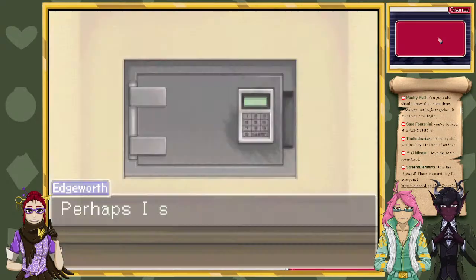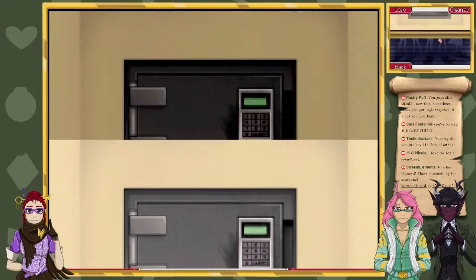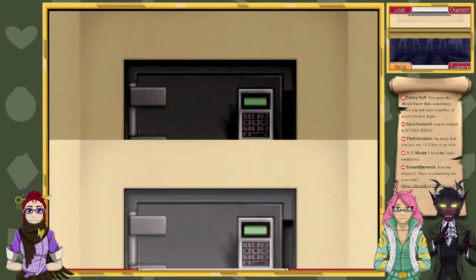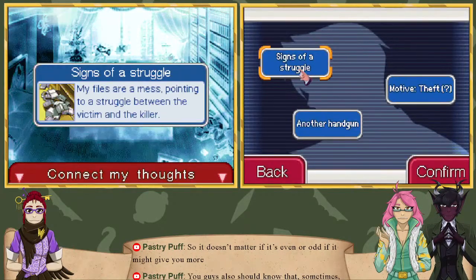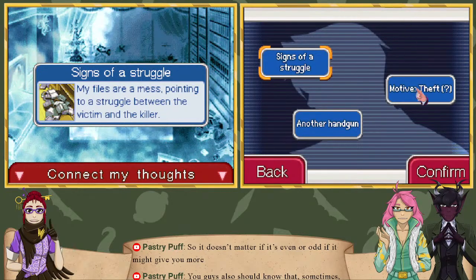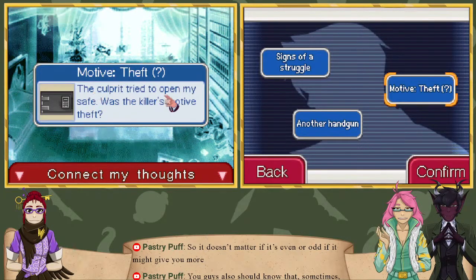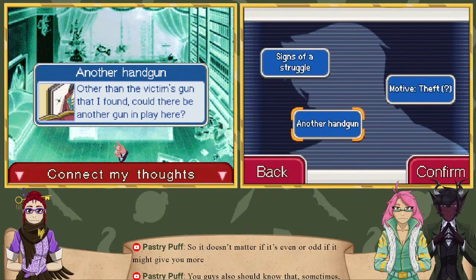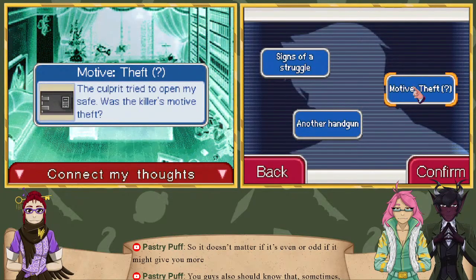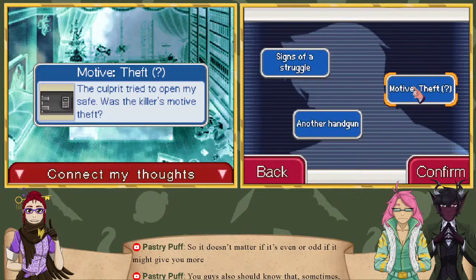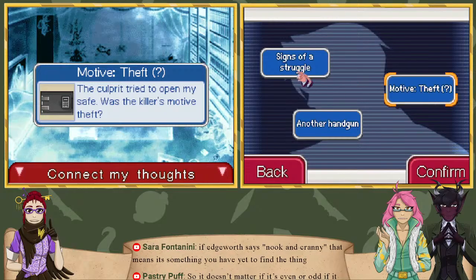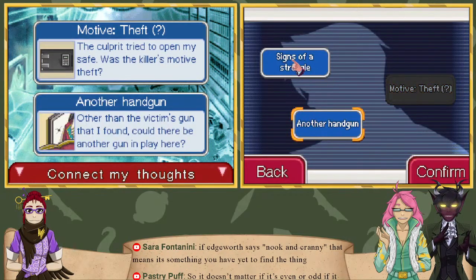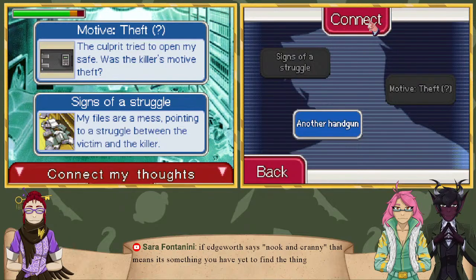Blah, blah. So maybe it's time to start making some connections. Why is there a fly in here? Okay. I'm guessing he flew in. Yeah, so we're doing the logic. We have: my files are a mess, pointing to a struggle between the victim and the killer. Theft: the culprit tried to open my safe, was the killer's motive theft. Another handgun, other than the victim's. So maybe struggle and theft? I was thinking struggle and theft, or struggle and handgun. I think we did struggle and handgun, and that was wrong. We tried that? Okay, yeah. So I think we want to do struggle and theft. Process of elimination. All right.